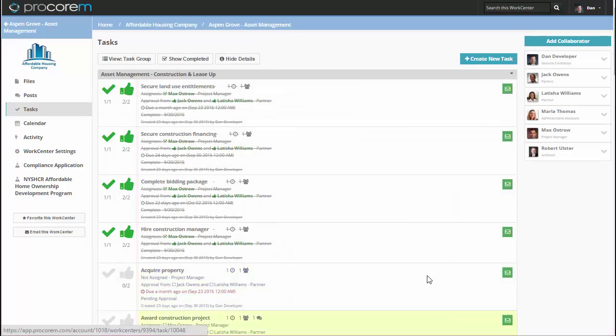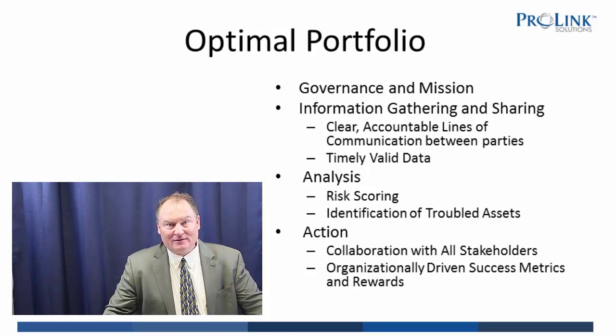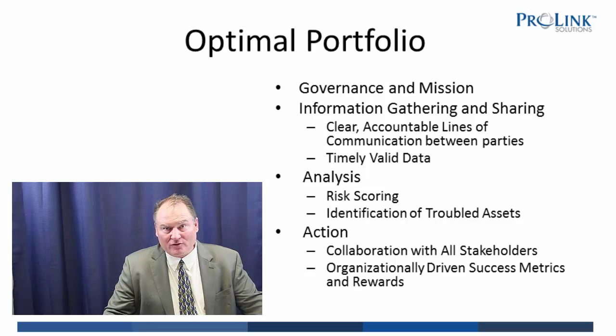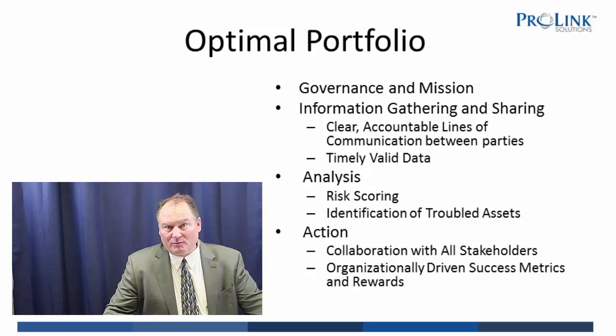So this just gives you a good idea of the type of tasks that might be performed in asset management. Today we spoke about asset management, best practices, and how to optimize a portfolio using asset management processes. The main things that I want you to come away from this with are governance and mission. We need to have some type of a mission or a goal for our portfolio. In order to optimize the portfolio, we need to have a goal for that portfolio. Information gathering and sharing are a key to good asset management. We need good information, it needs to be clear, and we need to have accountable reporting lines between the different parties involved in the transactions.